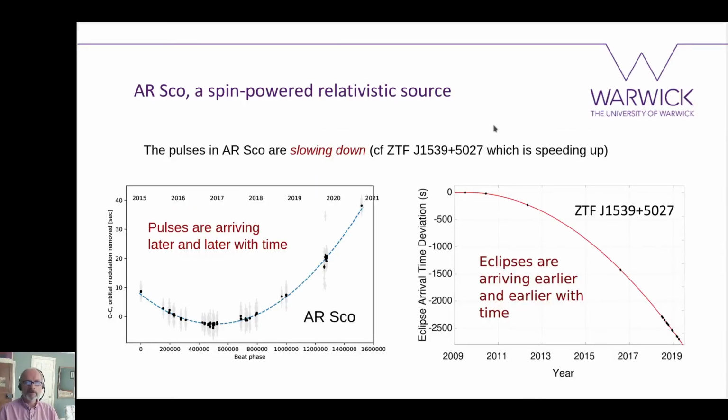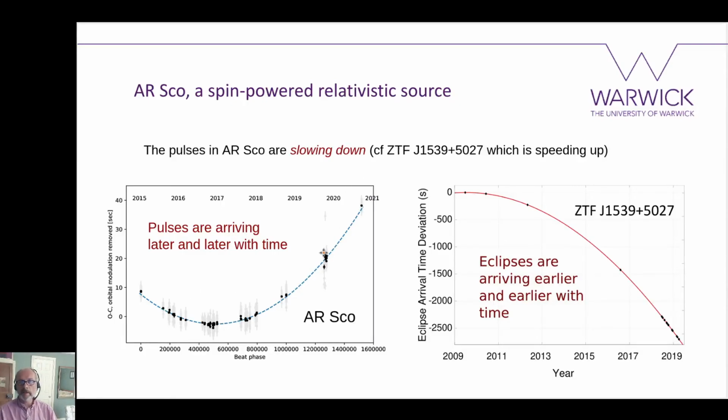So we've done further observations since, and we can measure these 2-minute pulses quite accurately again, and we can do the same sort of trick that we did for the relativistic source, where we measure the times of the pulses over a long time scale. And what we find is that these ones are arriving, the pulses are arriving later. They're slowing down with time. Contrast that with the gravitational wave source, where the eclipses are arriving earlier and earlier with time. These pulses are arriving later and later with time.